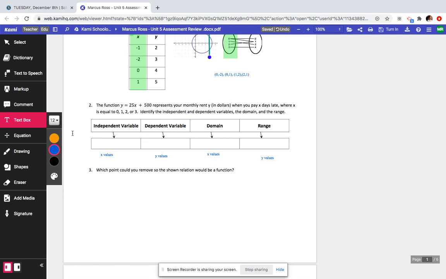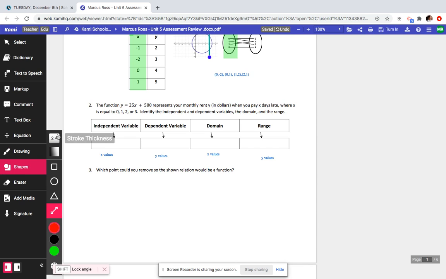Your independent variable, we are looking for words. What is being represented by that x? If we're reading it, the function y equals 25x plus 500 represents your monthly rent y in dollars when you pay x days late. Right there, we just answered what our independent variable is. Now we can also do that with our dependent variable. Our dependent variable is your y. So the function y equals 25x plus 500 represents your monthly rent y in dollars. There, we just answered our dependent variable.